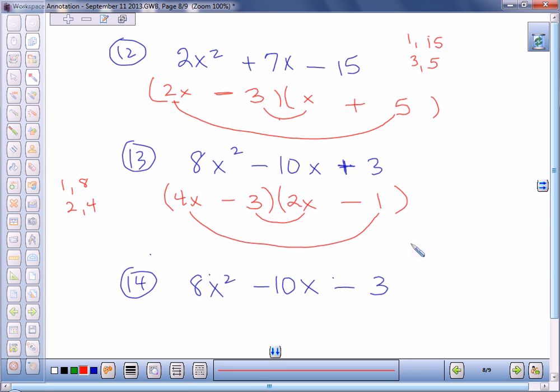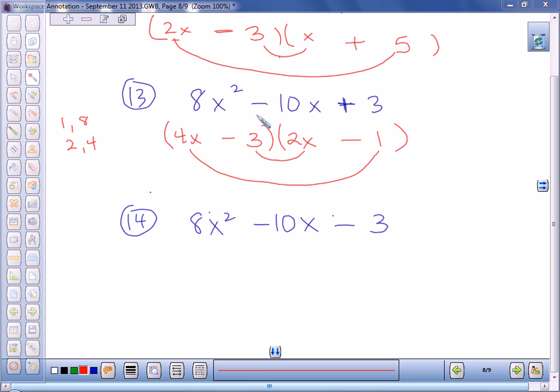All right, what is the only difference between 13 and 14? The 3 is negative. How did you know that on the last one, the -3 and the -1 had to be negative? Because you're multiplying to get a positive, but you're adding to get a negative. What do the signs have to be to multiply to get a positive number, but add to get a negative?